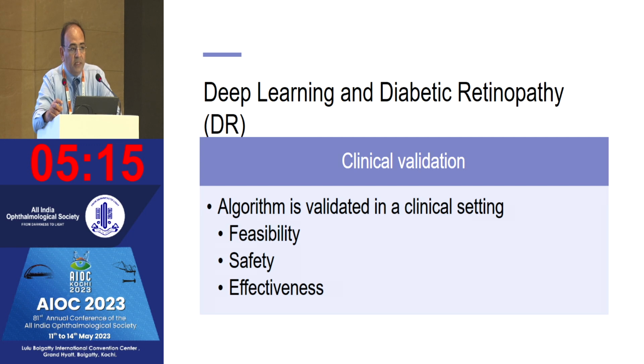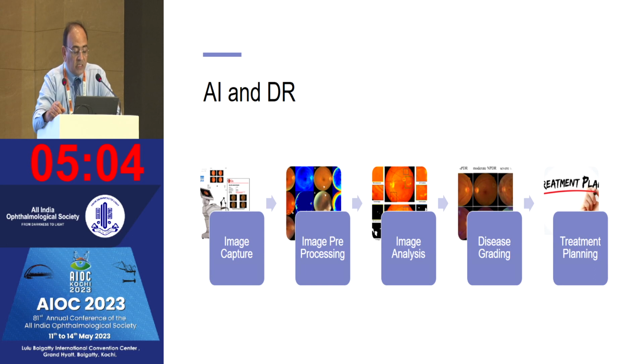After all this has been done, then there's a step called clinical validation. The algorithm is validated in a clinical setting about the feasibility, safety, and effectiveness. So this is just a flow chart. First of all, the image is captured, which is pre-processed and then analyzed by the machine, and disease grading is done, and then treatment planning is done.